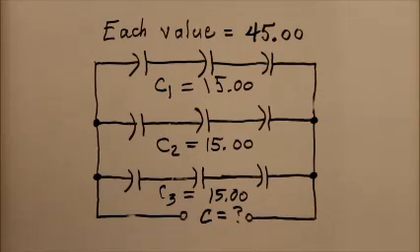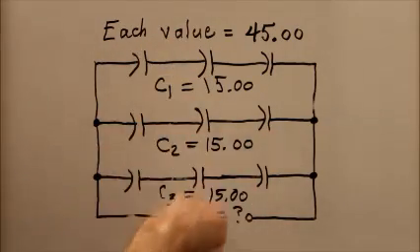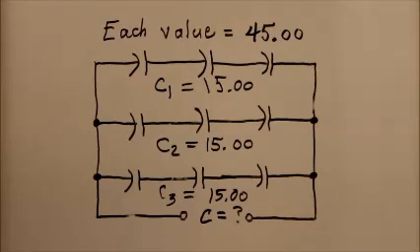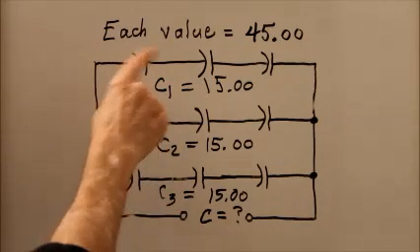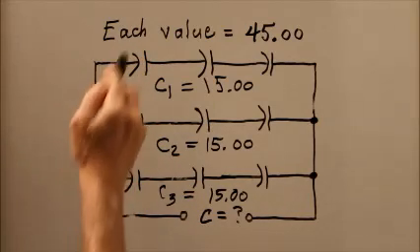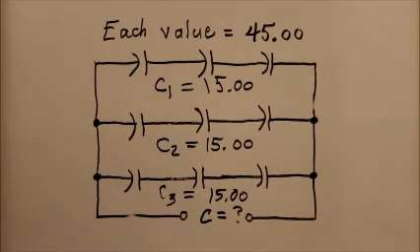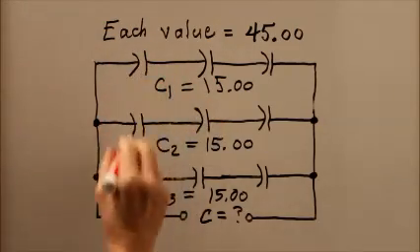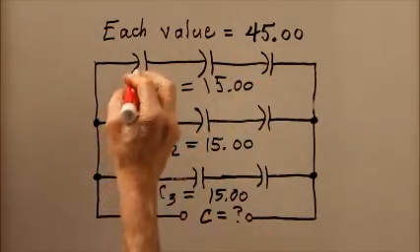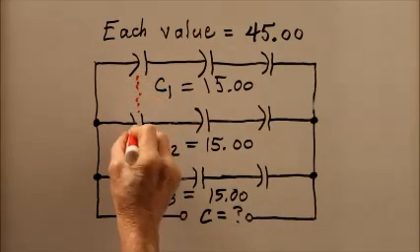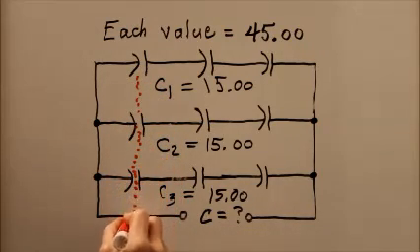picofarads. Now, if on the other hand we were to consider the parallel combinations, each parallel combination would have 45 picofarads because each parallel combination would have 45 times 3 picofarads. That would be 135 picofarads. Let's just imagine, without redrawing the whole diagram, that we connected the sets of capacitors in parallel and then connected those combinations in series.